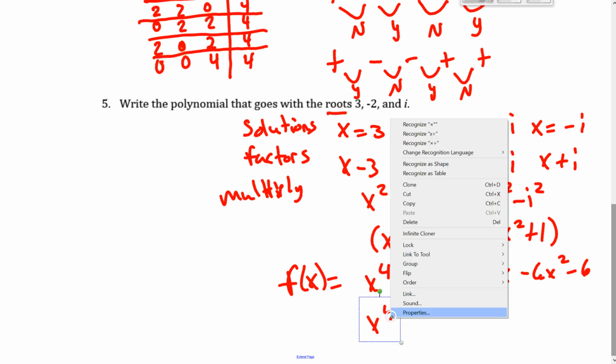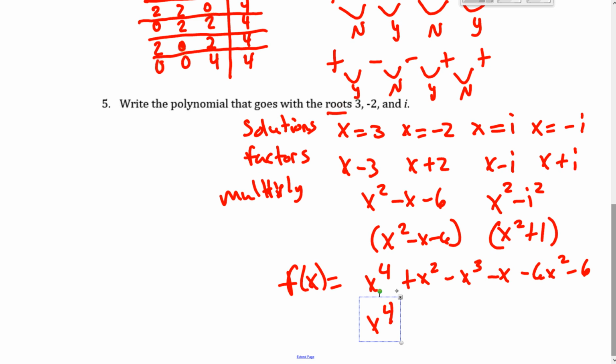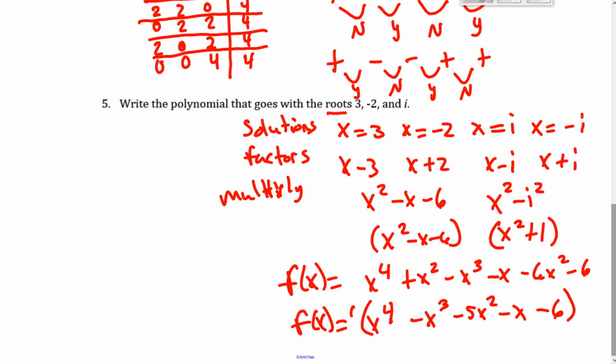Combine like terms, so I get x to the 4th minus x cubed. I got an x squared and a negative 6x squared, so that's negative 5x squared, and negative x and a negative 6. So there's my function. Normally we'd put an a out in front of this, right? And then we might have to solve for that a.